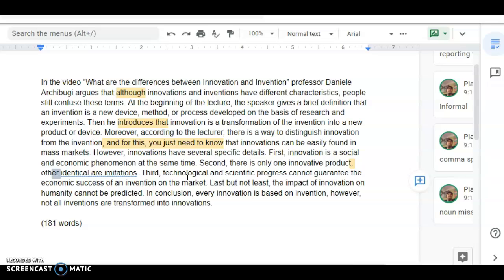Third, technological and scientific progress cannot guarantee the economic success. Okay, very nice. That's a good one too. Last but not least, the impact of innovation cannot be predicted. Excellent. And that's the way he ended. In fact, the whole idea of the pen was exactly that. At first it was kind of insignificant, but look what an impact it made. In conclusion, innovation is based on innovation. However, not all are transformed.